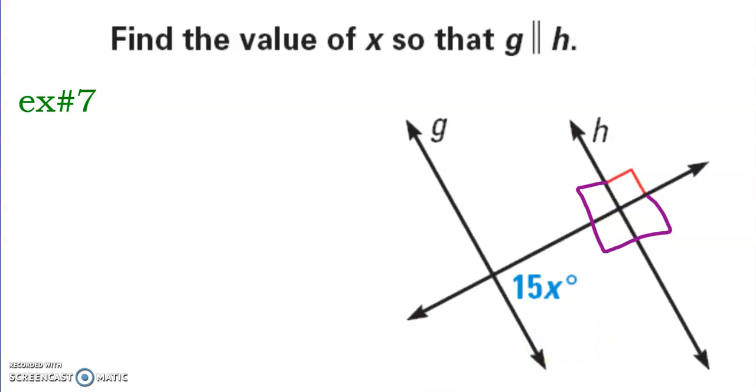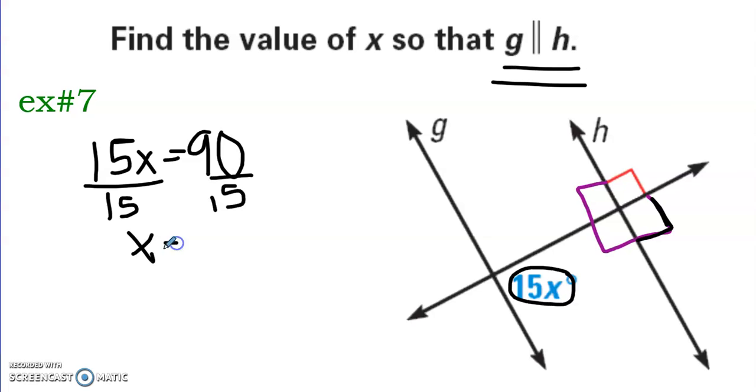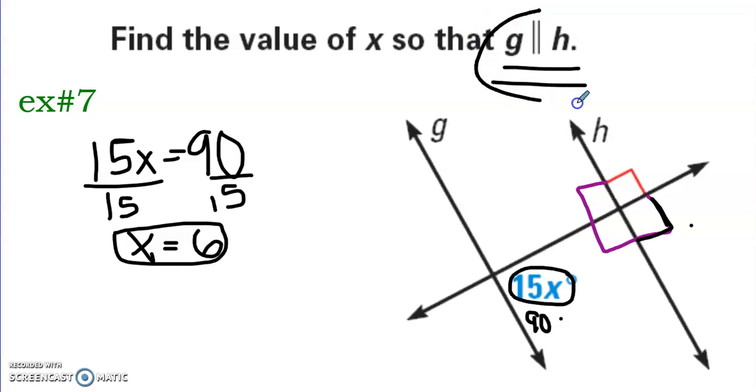Now if you look at this 15x and this 90 degrees, those are corresponding angles. So we can set those equal, because if corresponding angles are equal, then we can show that G is parallel to H. Divide both sides by 15, and we get x equals 6. So if x is 6, that means that this angle is 90 degrees, and since these corresponding angles would be congruent, that would show that line G is parallel to line H.